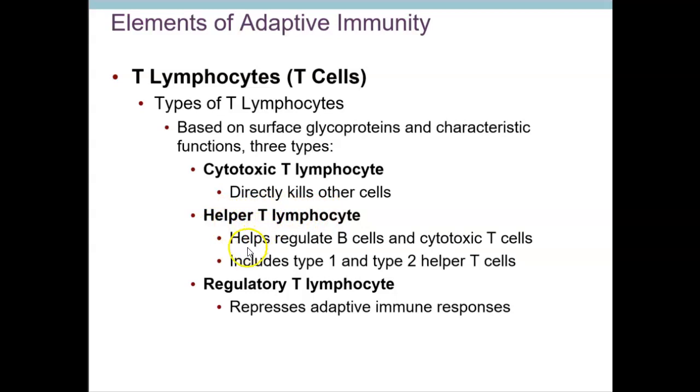Helper T cells. Boy, these guys are really important. They coordinate the whole system of T cells, all the types of T cells, B cells, macrophages. They release cytokines that recruit other cells from the immune system. The helper T lymphocytes are really important for coordinating a response.